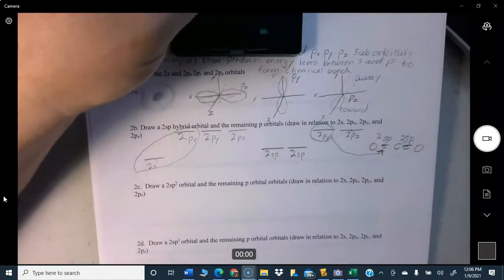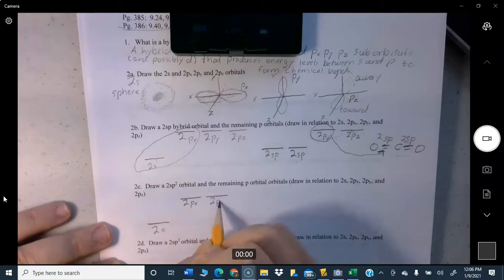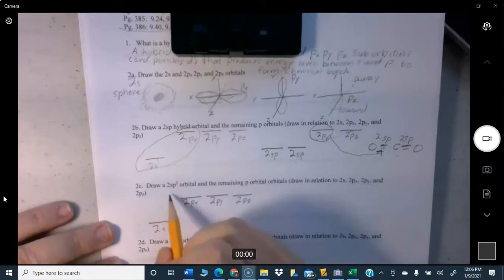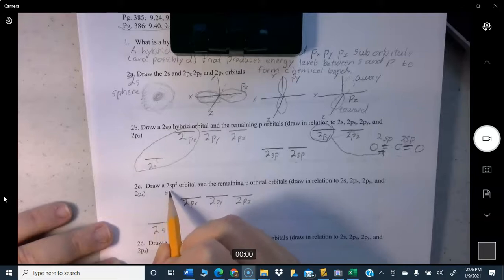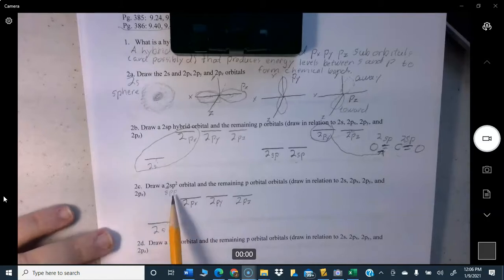Okay, let's keep going. So draw the 2sp2. So again, I'm going to draw just a standard 2s and the 3 p orbitals. Okay, and when we have 2sp2, what that means is an s, a p, and a p. And again, the 2 is just referring to the second orbital. It could have been the third orbital, it could have been the fourth, but we're dealing with just the second. So you're going to end up with 3 bonds.